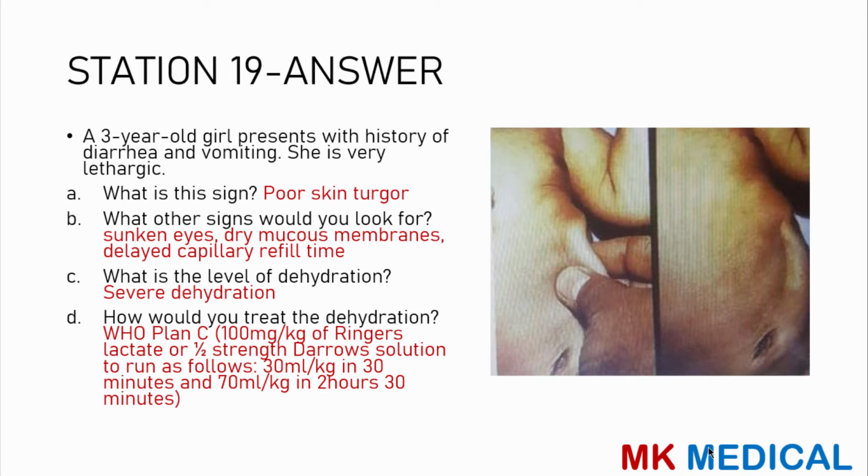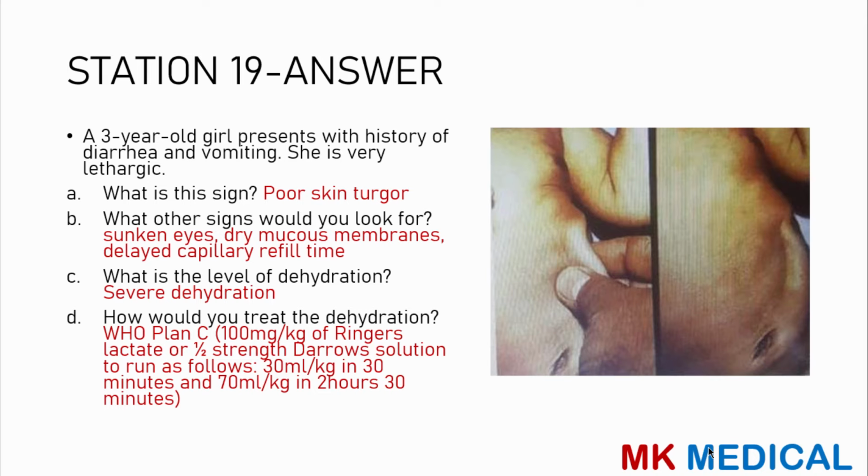What is the level of dehydration? So this child has severe dehydration. Remember that this child is lethargic and they have poor skin turgor. So those are two signs, and two signs are enough to classify them as severe dehydration. If they were having no dehydration, they would be alert. If they're having some dehydration, they would be a bit drowsy. But here they're very lethargic.